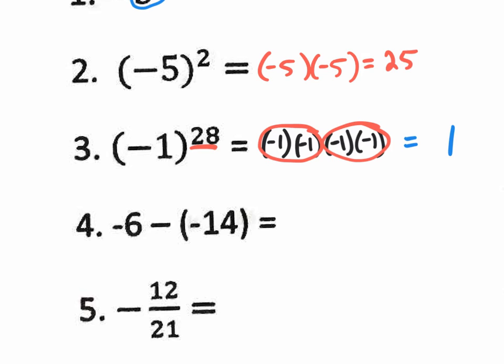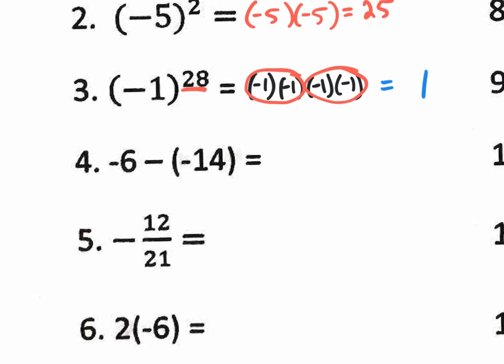Number 4, a nice simple review question. Negative 6 minus a negative 4. We're not multiplying, we're thinking of money right here. We're combining these numbers. But before thinking of money, you have to change the minus minus to plus plus. You just have to do that.